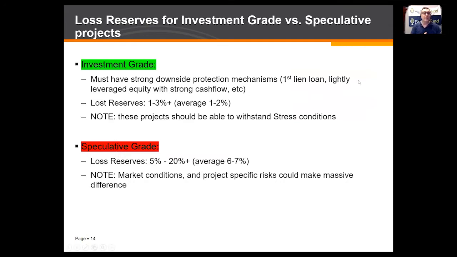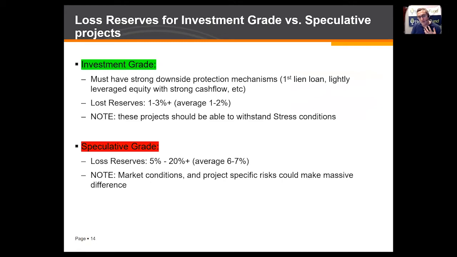Now let's talk a little bit about loss reserves for investment grade projects versus speculative projects. We talked about investment grade. The key concept is that the investment grade projects must have strong downside protection mechanism. It's a first lien loan. It's slightly leveraged equity with good cash flow. The loss reserves for these projects are not that high because they're not likely to fail miserably and lose principal to a high extent. It's possible, but it's just not likely.